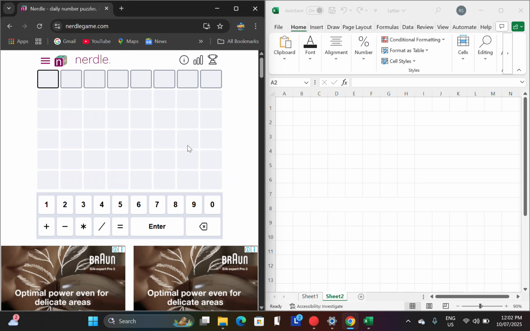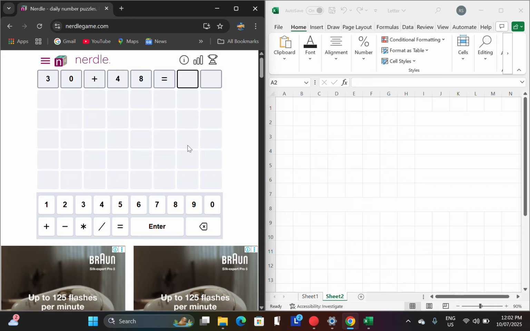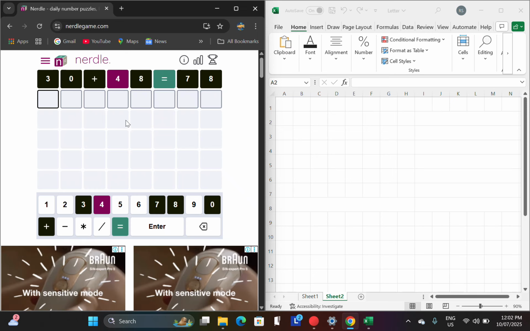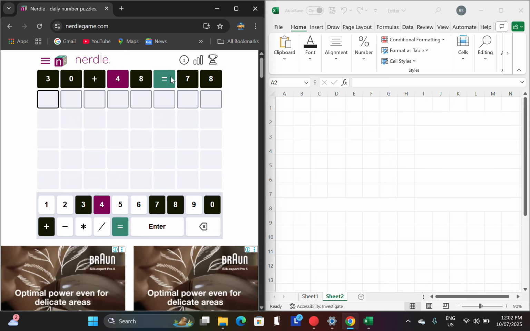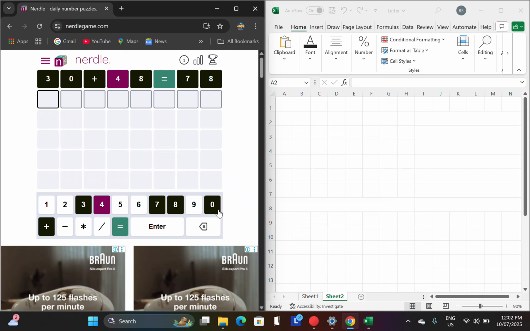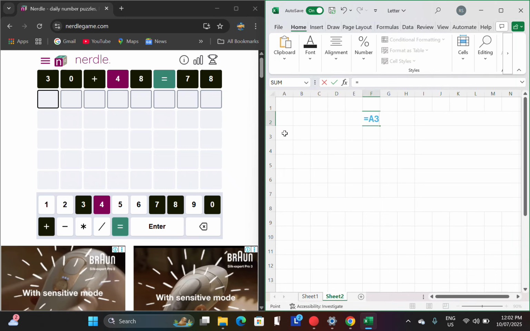Let me write 30 plus 48 equals 78. Only 4 is in the solution, and equals is at the right spot. So 3, 7, 8, and 0 are not in the solution. So I'm going to write an equal sign at the 6th spot.